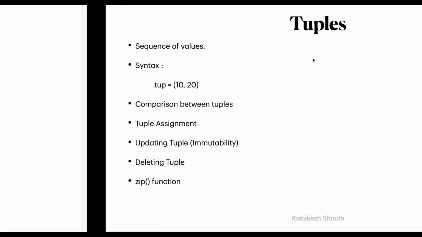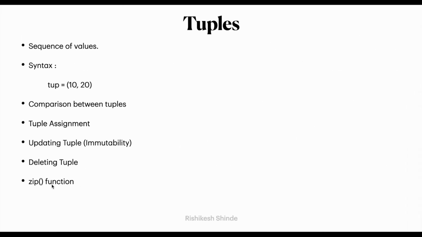The last point in tuples is the zip function. Using the zip function, we can create new tuples. So what is the zip function? The zip function is a built-in function that takes one or more sequences, one or more iterables, and zips them together. Think of a zip: it takes the two parts and joins them into a single part. This is exactly what the zip function is doing here. It takes two different iterables, two different sequences, and zips them together.